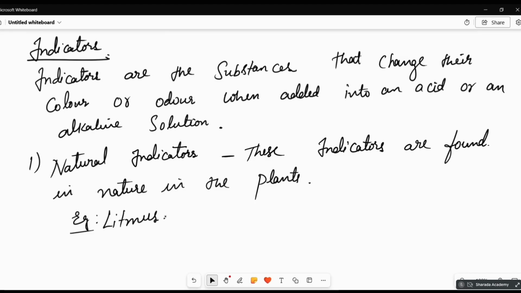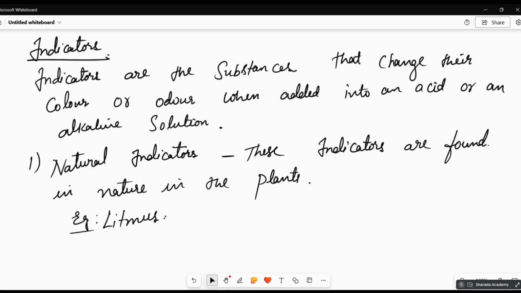Next, tell me other natural indicators. Turmeric powder. What happens? It will change its color to reddish brown in the base. With the acid it will not change its color, not even with the neutral.